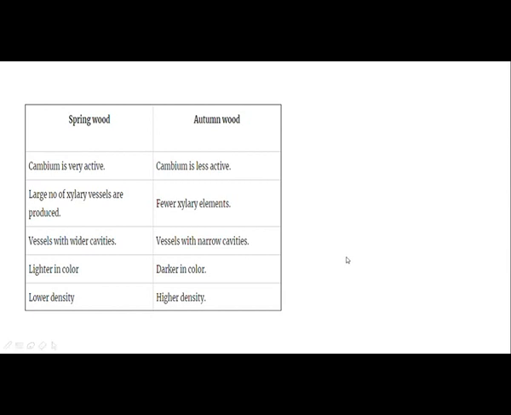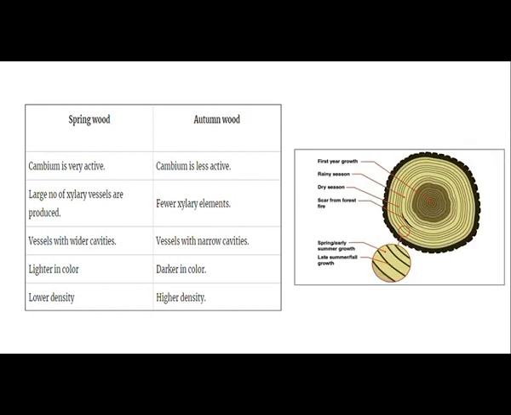Now the autumn and spring wood is formed in the form of a ring. A ring of autumn wood and a ring of spring wood is collectively called the annual ring. You can see that these rings actually are formed by the formation of this autumn and the spring wood. It appears in the form of a ring, and it gives the idea of the age of a tree.